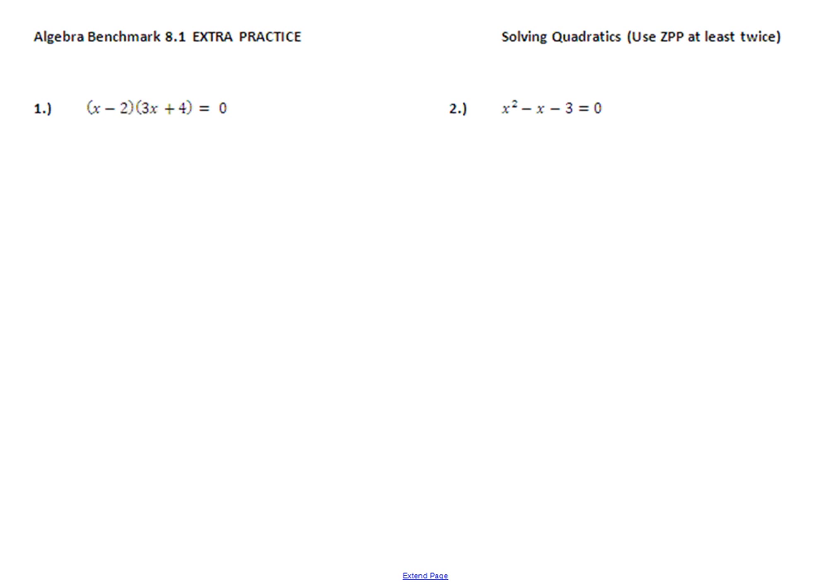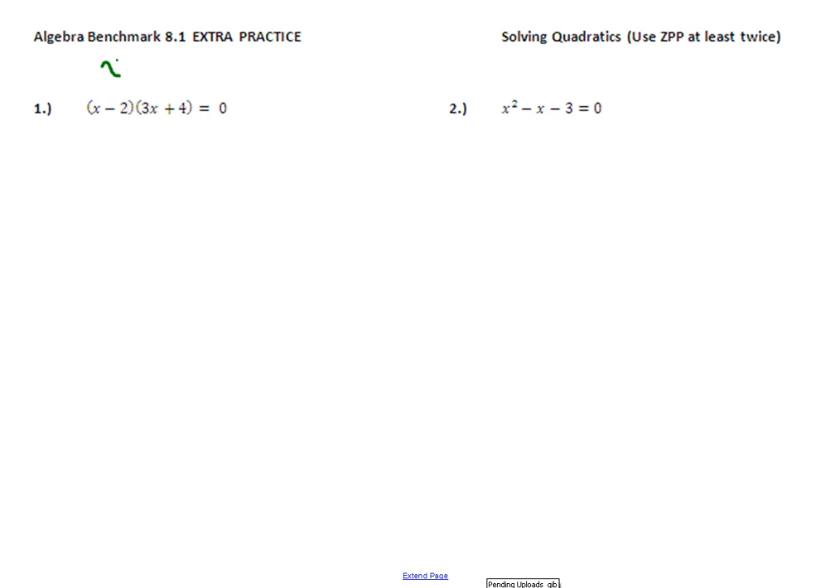Algebra benchmark 8.1, solving quadratics. Now we have to use the zero product property at least twice, which means we have to factor at least twice. The first problem is already factored for us. It's in that right form. So we need to take the opposite of these.